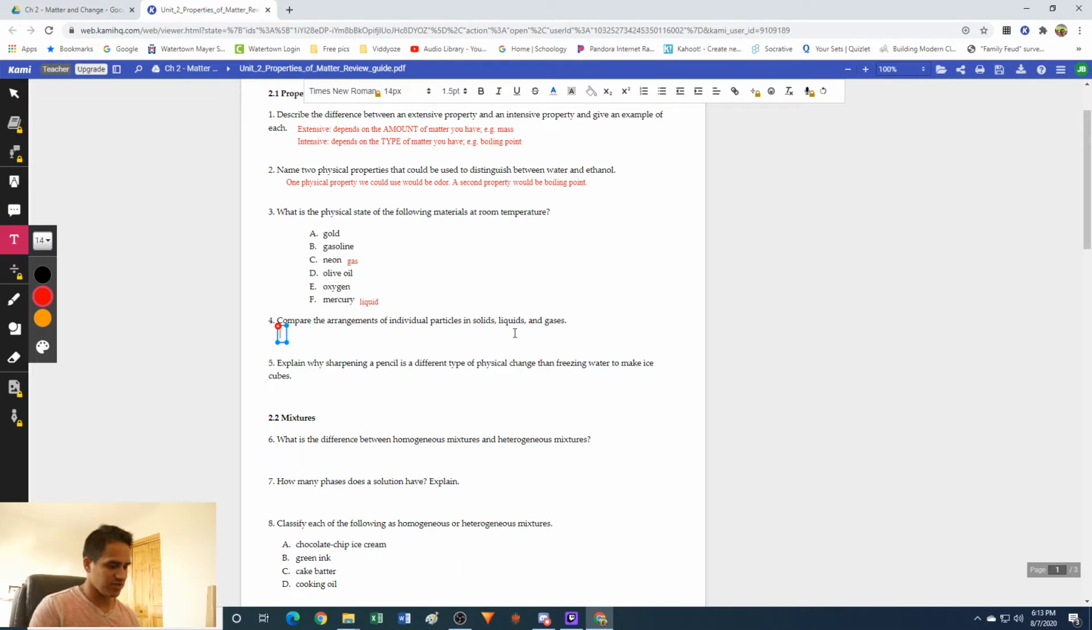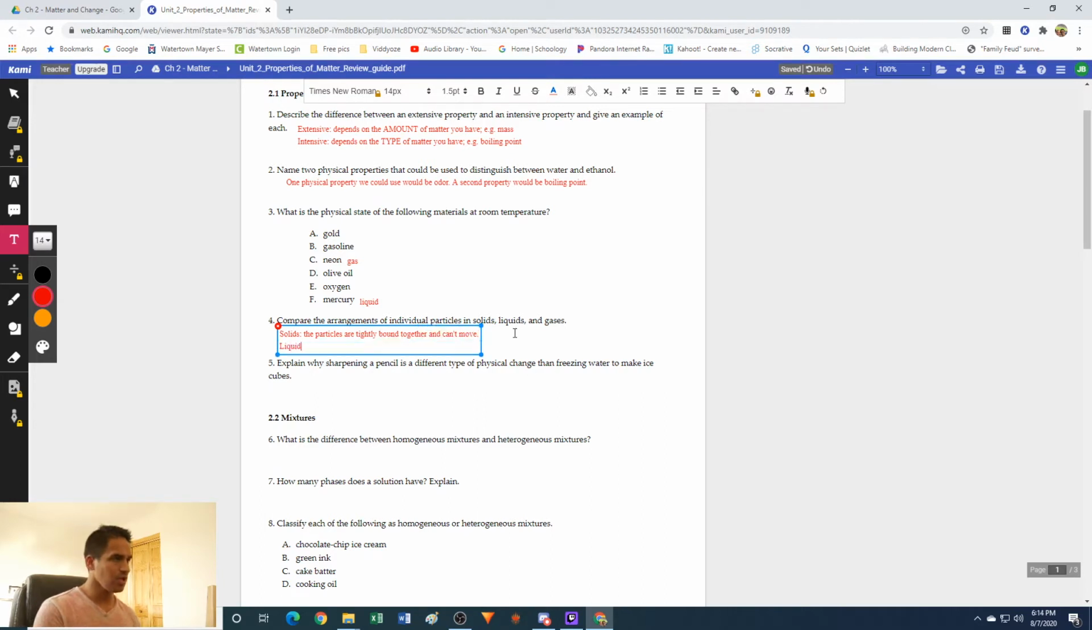So to remind ourselves, in solids, the particles are very tightly packed together. Okay, they can't go anywhere, so they're like locked in place. That's what makes solids solids. That's why they keep the same shape and they have a defined volume. So we can say that the particles are tightly bound together and can't move.